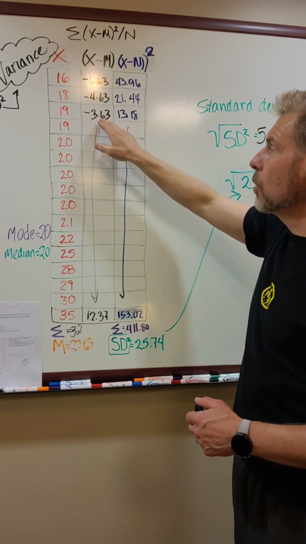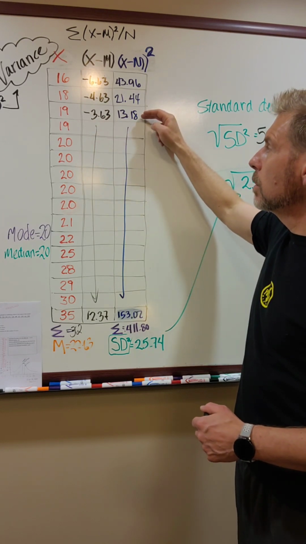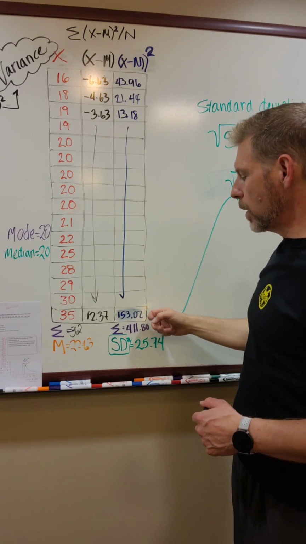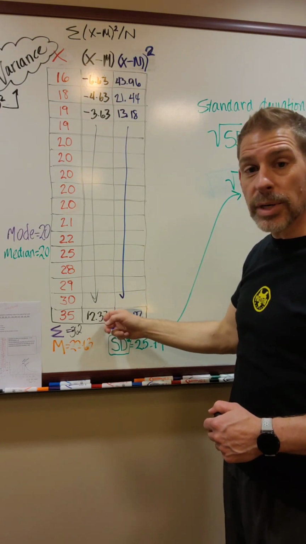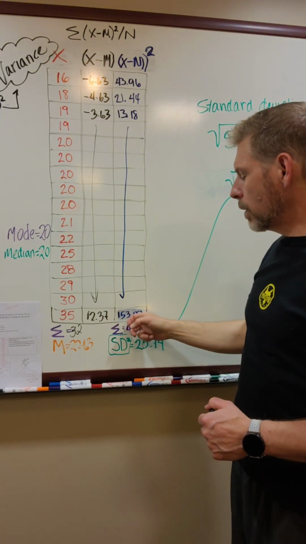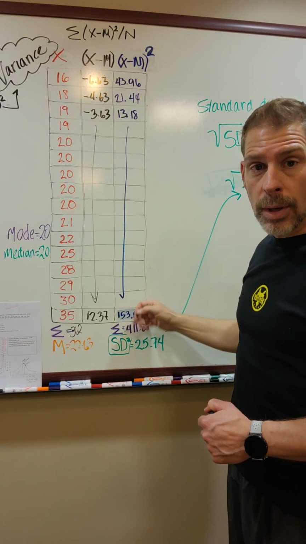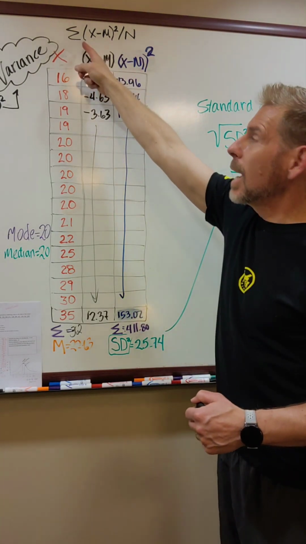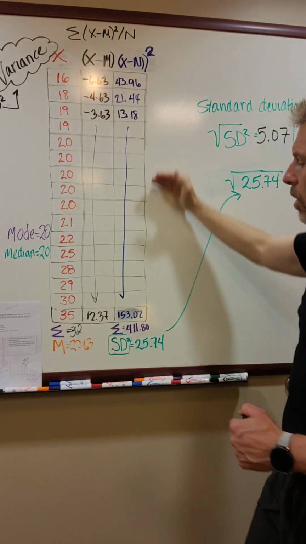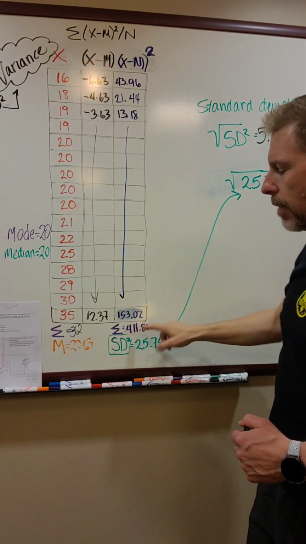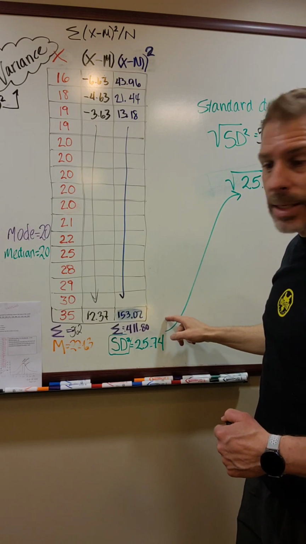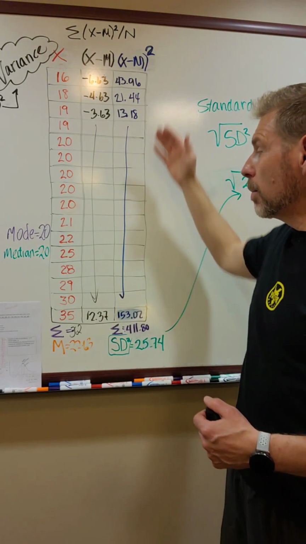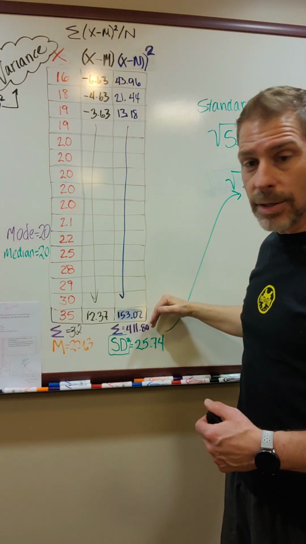So negative 3.63 squared, 13.18, we'll do that for each of our deviation values all the way to the bottom. The last one will be 12.37 squared is 153.02. Once we have all of those, we can sum them together. We want to add them all together. Add this column up to the end and the sum will be 411.80. That is our sums of squares, the sum of all of the squared deviations.